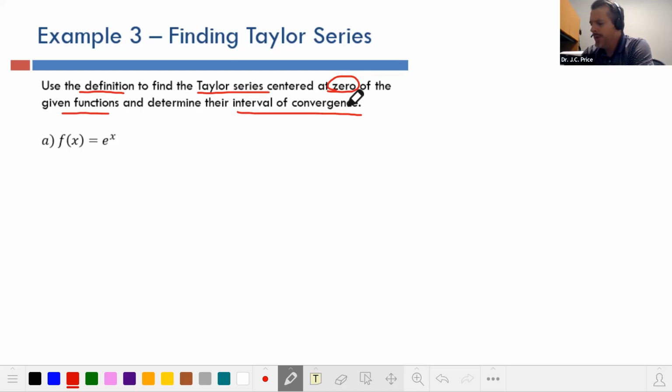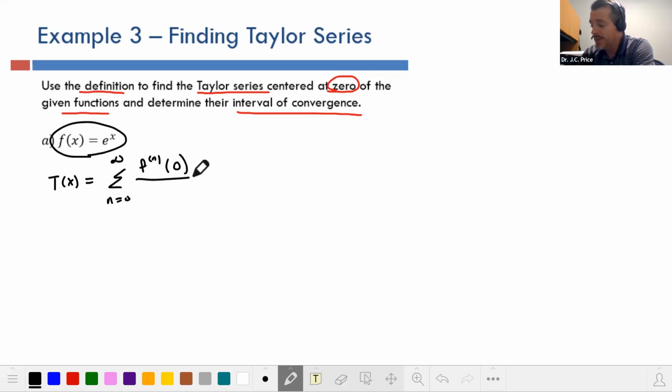Okay, so how are we going to do this? Here's my function. What do I want to do? I want to find this Taylor series, which again is the sum n equals 0 to infinity. You're going to take the nth derivative of your function, and we're going to center this at 0, so it's going to be evaluated at 0, and then divided by n factorial, and then x to the n. So that's the Taylor series of that function f of x centered at 0.